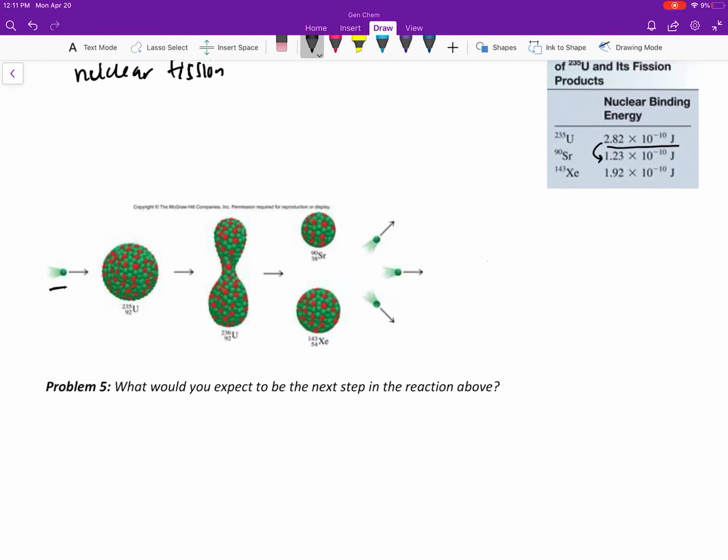So after bombardment, this is a little particle that's going to bombard the uranium. The uranium is going to start to divide into smaller things. And then we see the strontium and xenon are the products, the intermediate products, which also release a lot of energy. So one uranium can go on to create a lot of energy.